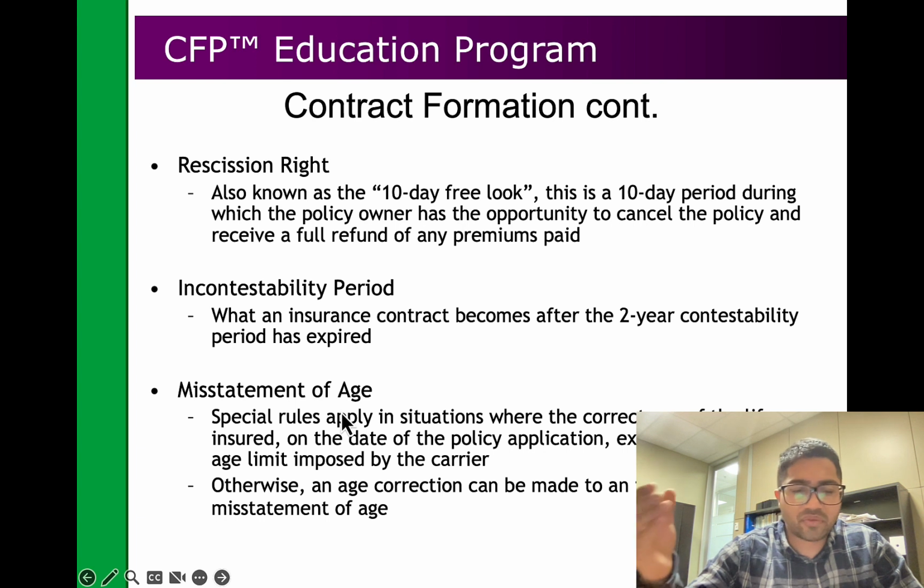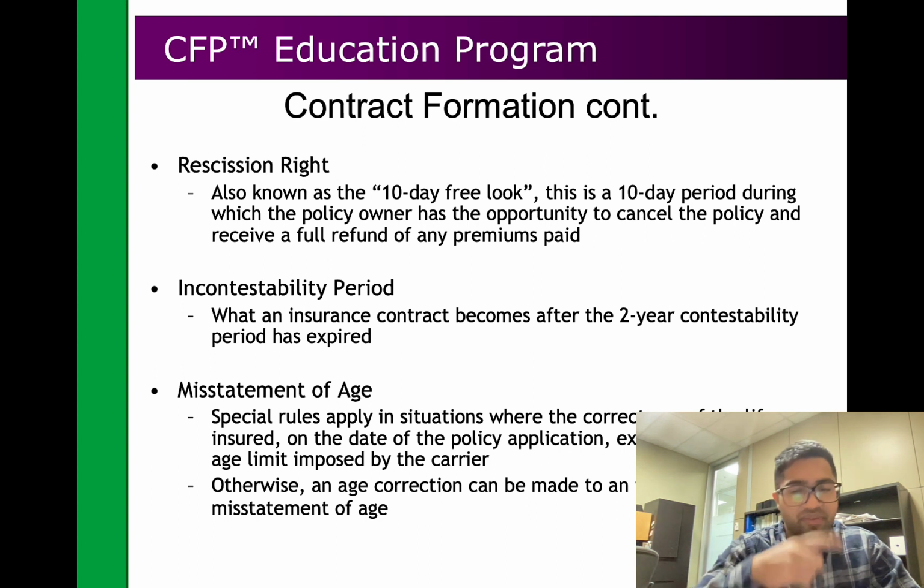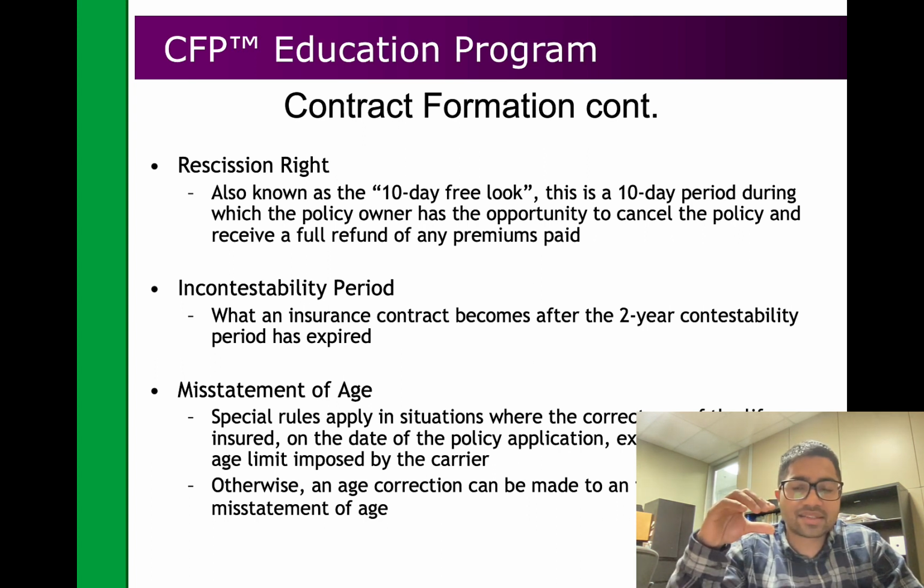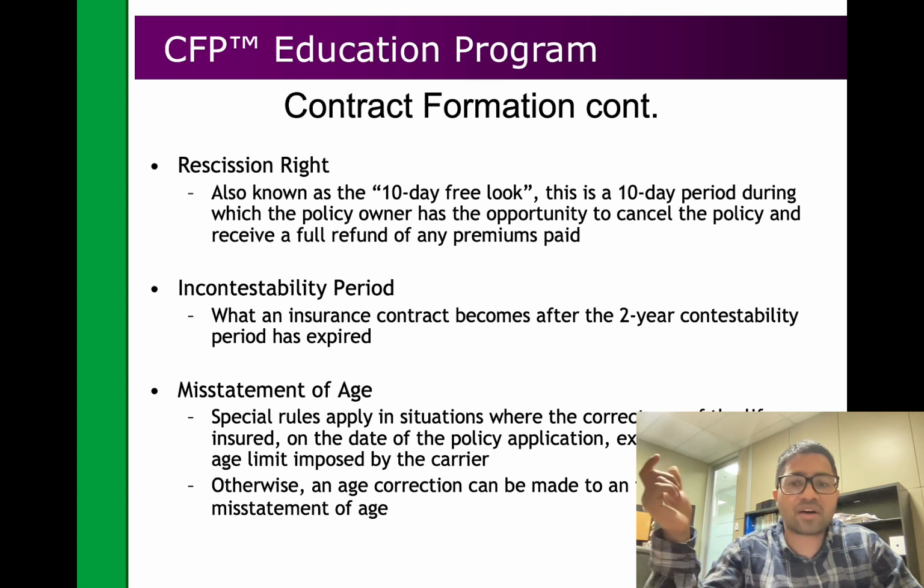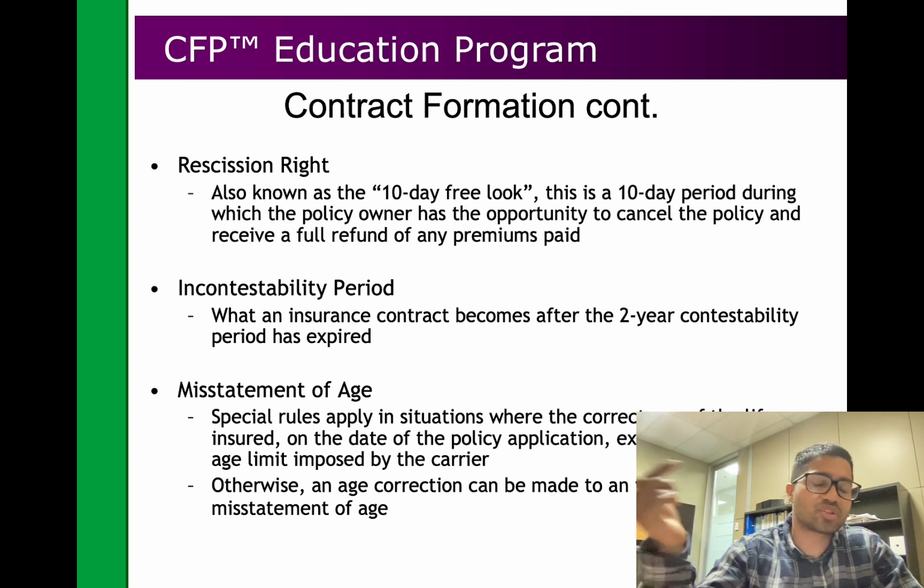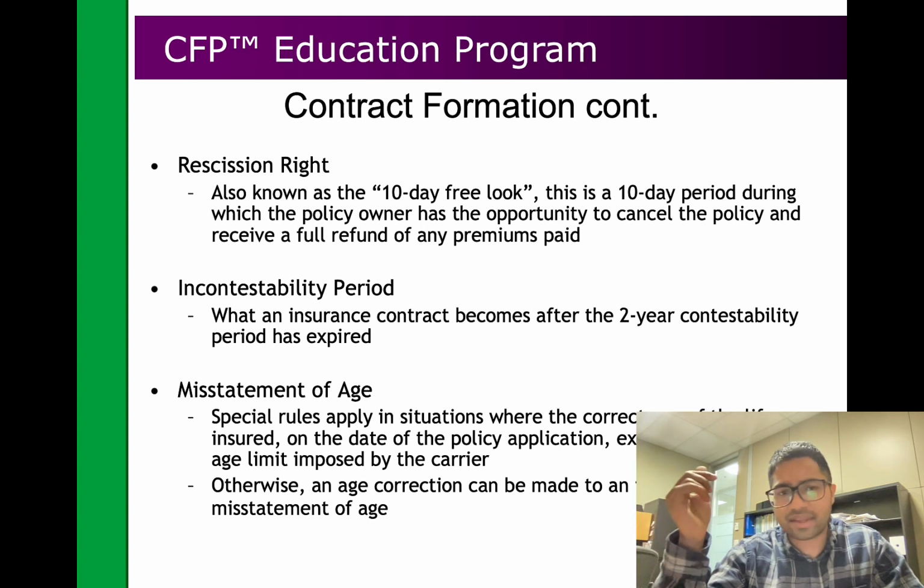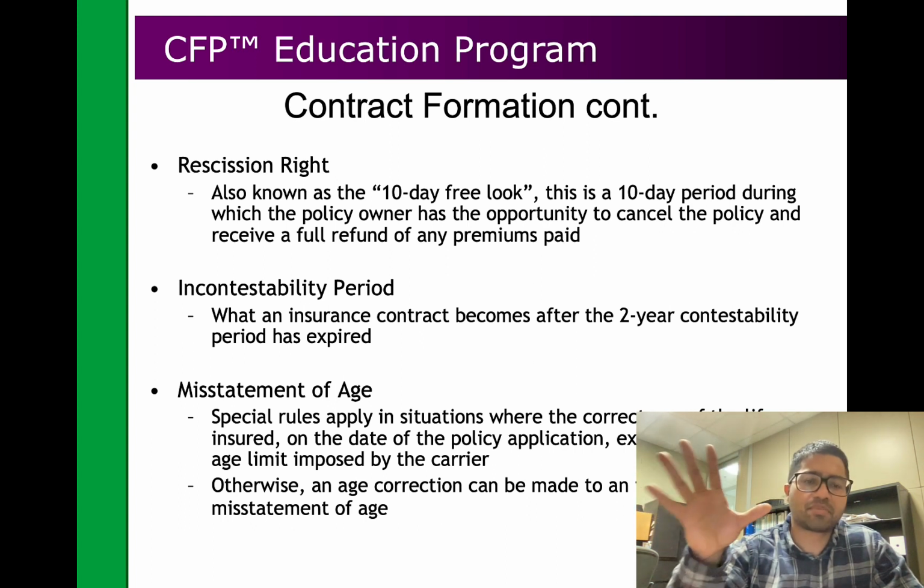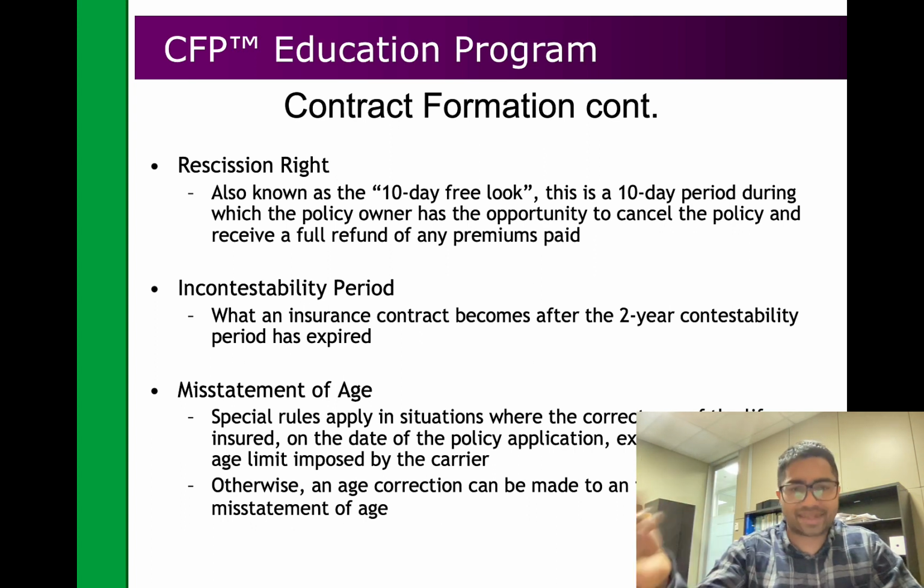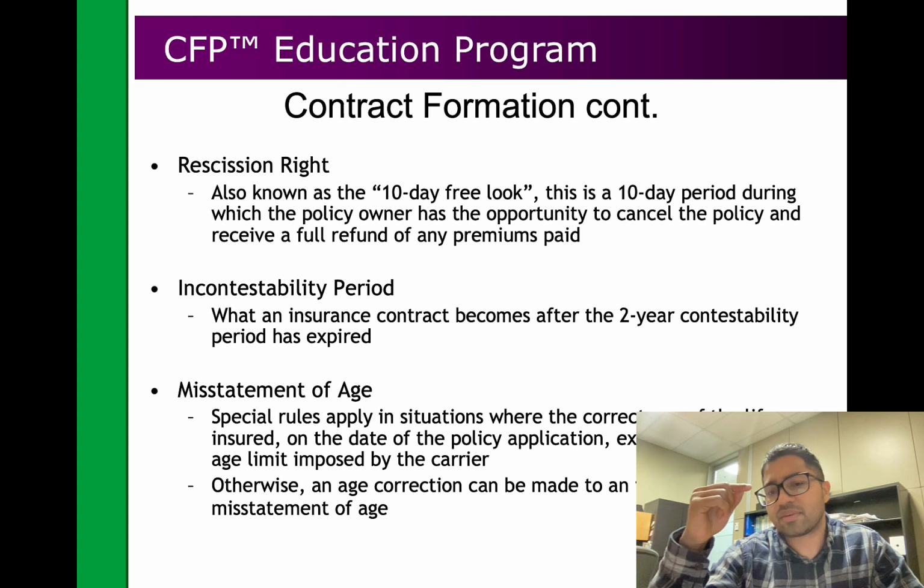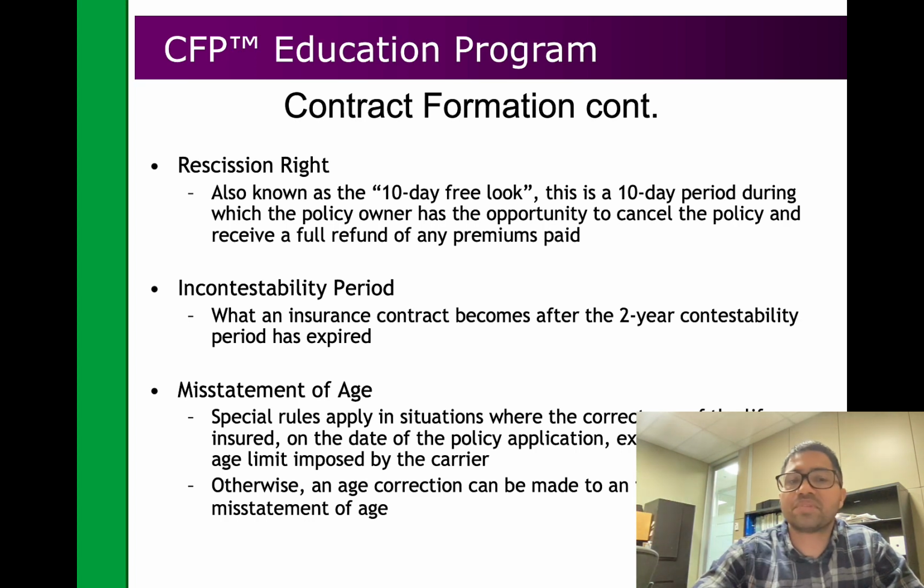Misstatement of age means if you are 26 years old, but in the policy you misstated that you're 25 years old, unless and until it is above the cancellation time period. For example, 65 years is the cancellation period on most term policies. So then they will pay out your benefits, but they will pay out the benefits based on your correct age. So instead of paying benefits based on the age of 25, they will pay a reduced benefit based on the age of 26. So they reduce the benefits if the age is misstated.